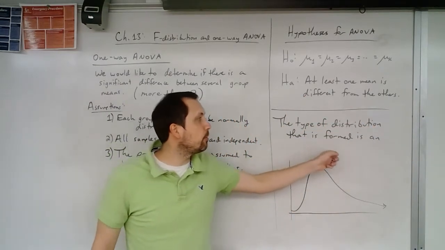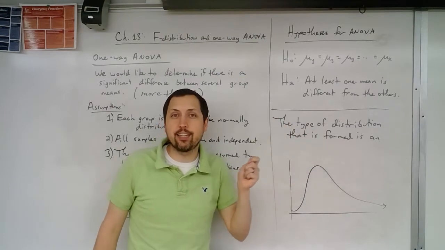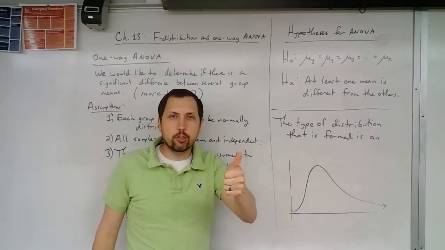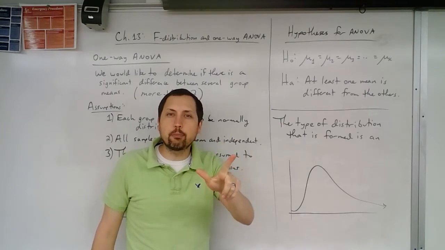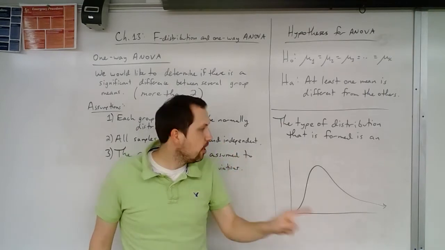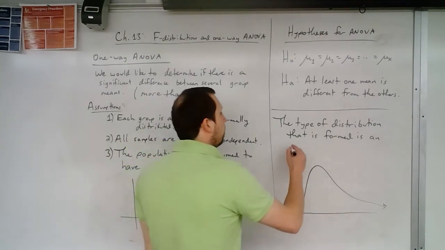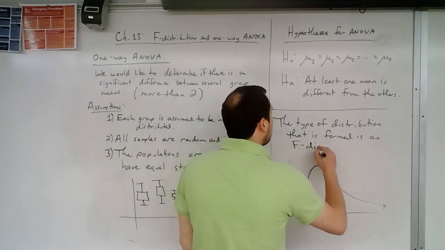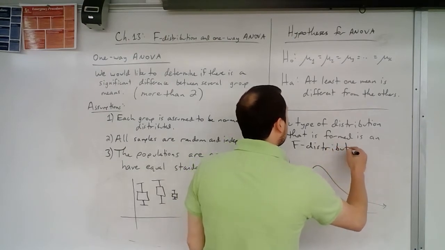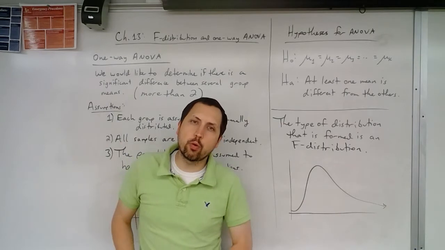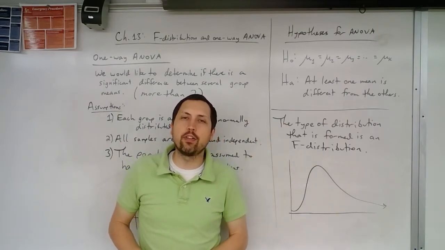The type of distribution formed here is not something we've seen. So far we've seen the normal distribution, and this is not a normal distribution. We've seen Student t distributions, and this is not a Student t distribution. This type of distribution looks like none of these. It is called an F distribution. The F distribution is what's formed when we're looking at this ANOVA test.